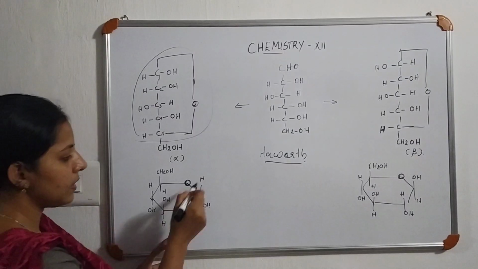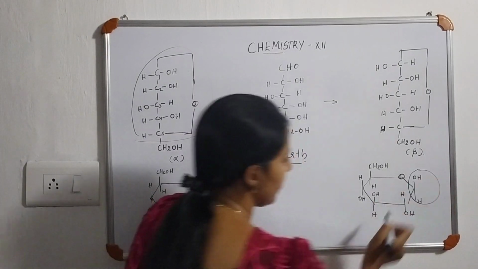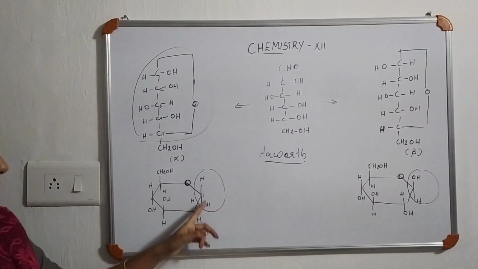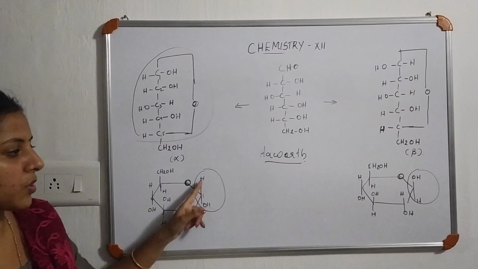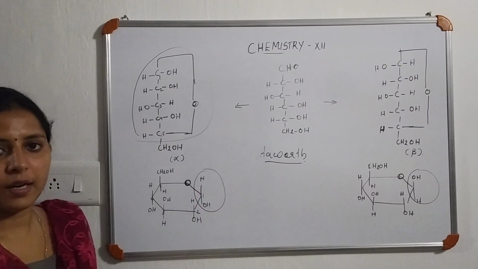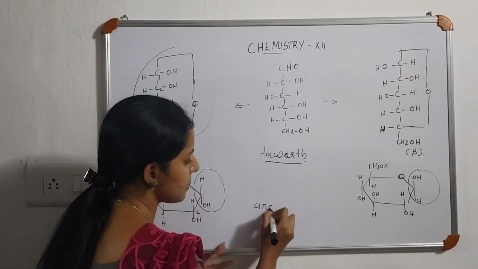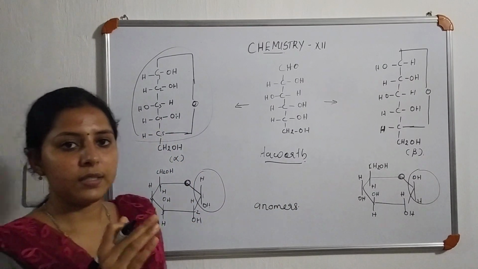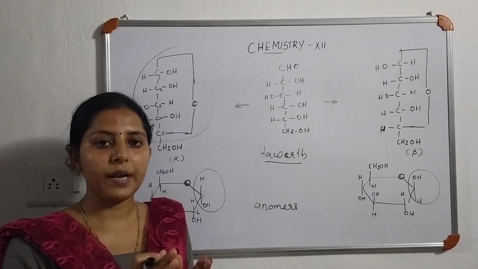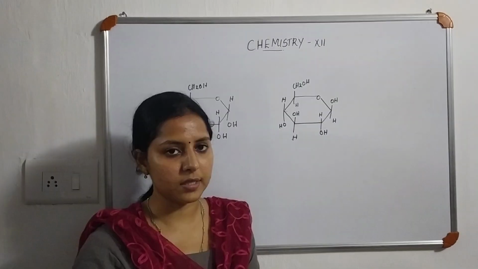Here we can see that these two structures differ only in the configuration of the OH group at the C1 position. So there is a difference only in the OH group at the C1 position, everything else is the same. So these two structures are anomers. Anomers means the isomers which differ only in the configuration of the anomeric carbon, or at the C1 position.